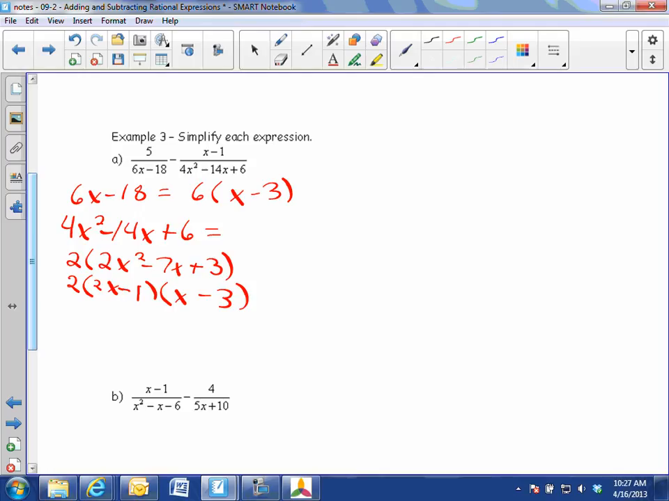Okay, so now we look and see, do they share anything in common? X minus 3. So we only have to write it once. Everything else we can pull out. We can break down our 6, because 2 and 2 should only appear one time. So we'll have 2 times 3, which is 6, times 2x minus 1 and x minus 3. That's our least common denominator.